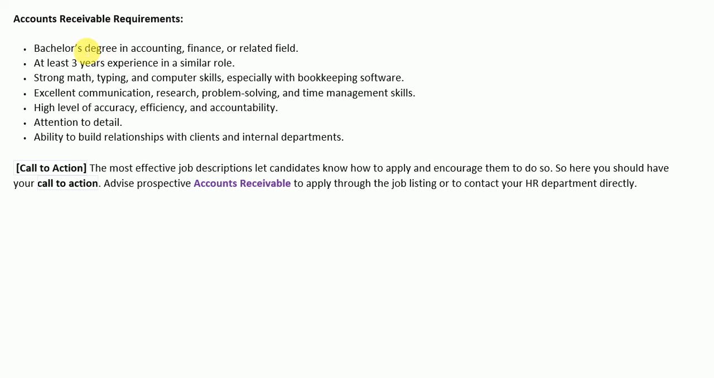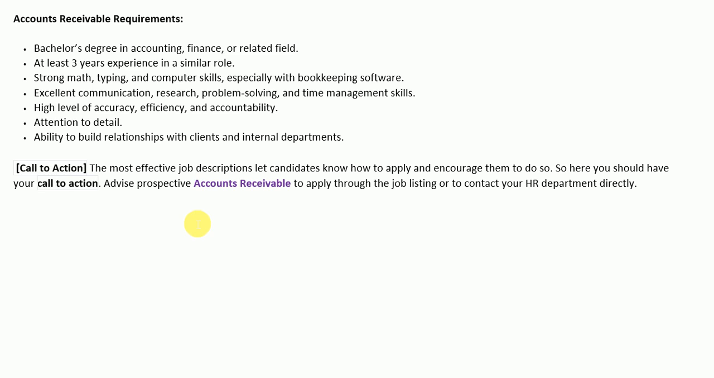As an accounts receivable, you must have a bachelor's degree in accounting, finance, or a related field. You must have at least 3 years experience in a similar role, strong math, typing, and computer skills, especially with bookkeeping software, excellent communication, research, problem solving, and time management skills, high level of accuracy, efficiency, and accountability, attention to detail, and the ability to build relationships with clients and internal departments. So all these are the requirements for a job of an accounts receivable.